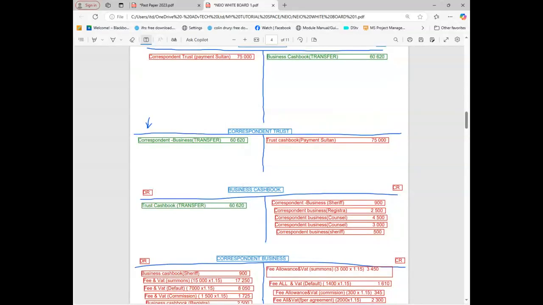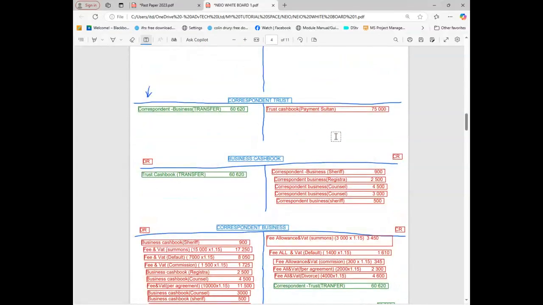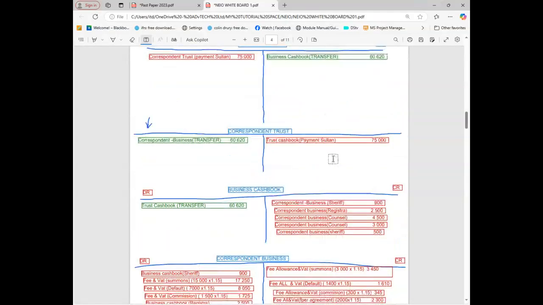Now we can go to the trust account that we have. Can you see this one? Yes. Because I want you to understand. Remember, let me write this. When I say correspondent trust, I am referring to the instructing attorney. This is what I mean by saying trust.